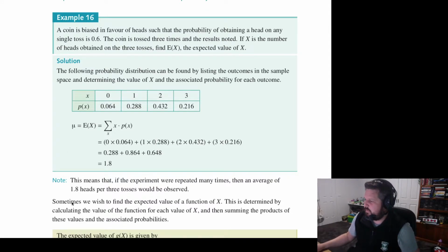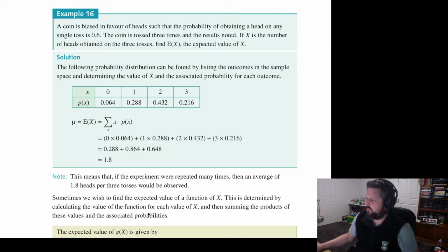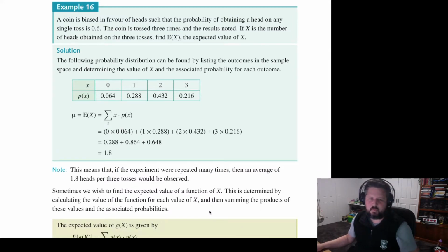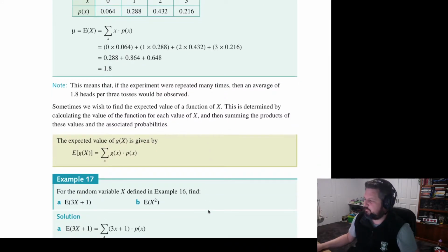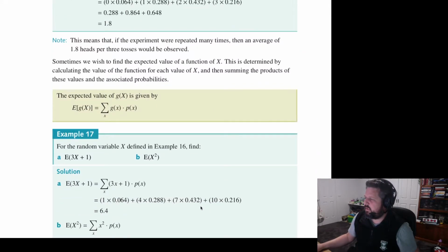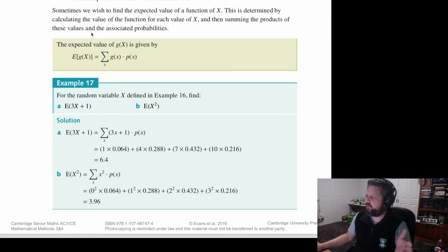It says sometimes we wish to find the expected value of a function of x. This is determined by calculating the values of the function for each value of x and then summing the products of these associated probabilities. Again, you might have a function. So it says the expected value of g of x is given by the following. Again, you're going to be multiplying g of x by p of x and then adding all of those things together.